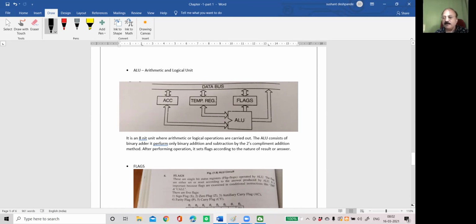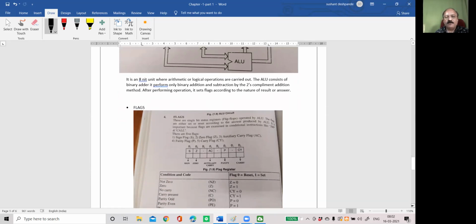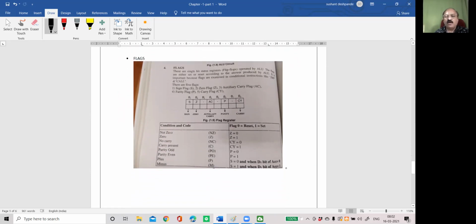For example, the flags in 8085: total bits are 8, 1, 2, 3, 4, 5, 6, 7, 8, but how many bits are used out of 8? Only 5. 1, 2, 3, 4, and 5. So as per the output of the accumulator, or as per the output of the ALU unit, accordingly flags are set, which will be used.